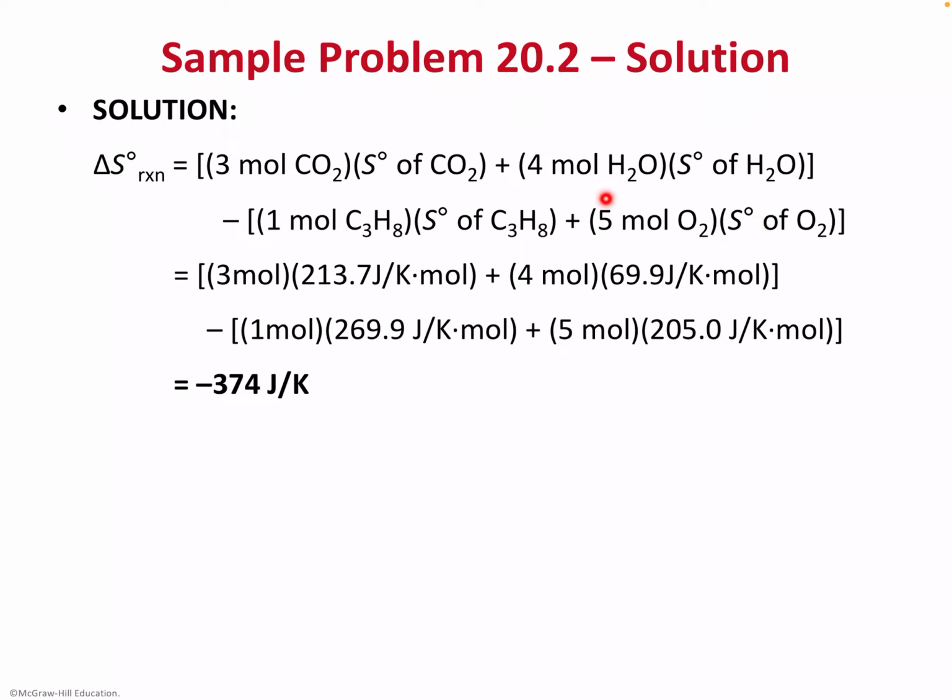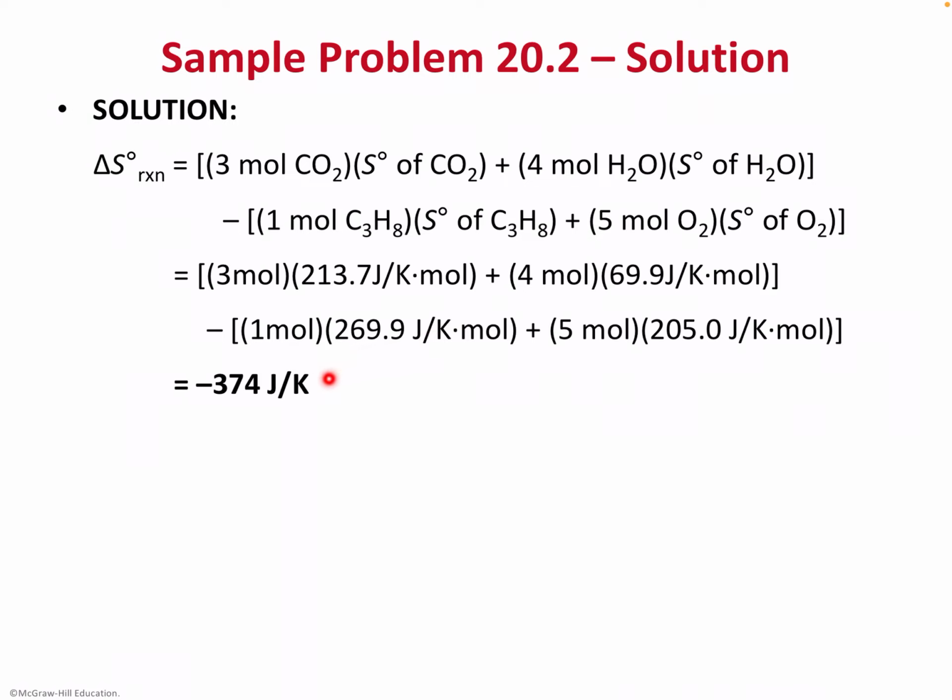So the entropy value should be given to you. So these are the values. 3 times 213.7. 4 times 69.9. So likewise, and also we want to make sure all the values should be in the same units, joules per Kelvin per mole, all of these. If any of these are in kilojoules, then you have to convert them into appropriate units.